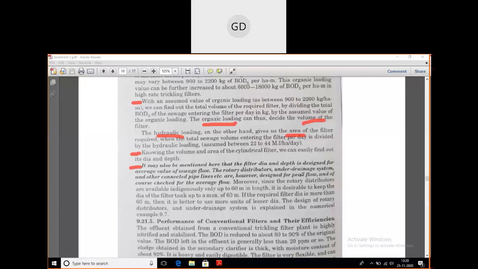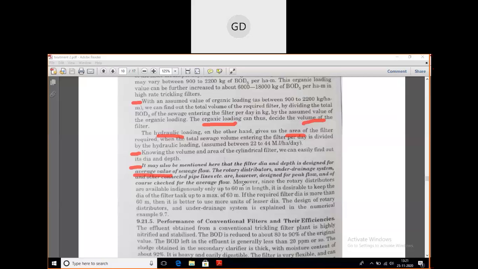It may also be mentioned here that the filter diameter and depth are designed for the average value of sewage flow. Clear? So the filter diameter and the depth of the filter are designed for what? Average value of the sewage flow. Suppose in the question the average value is given, then you have to multiply to get the filter diameter with the average value of the sewage flow. Clear?